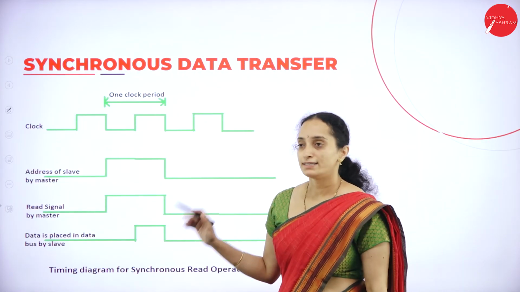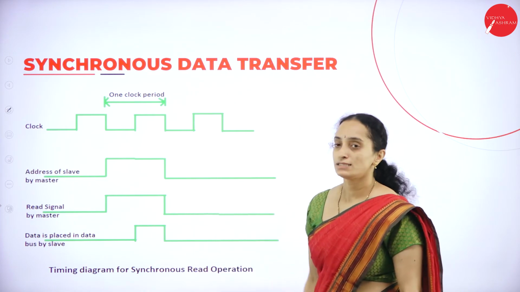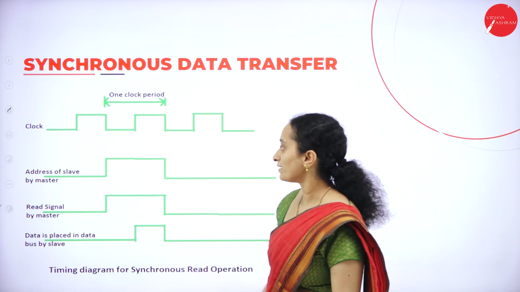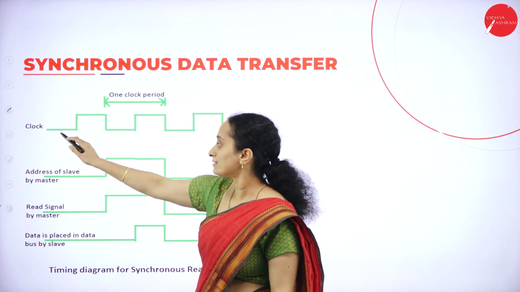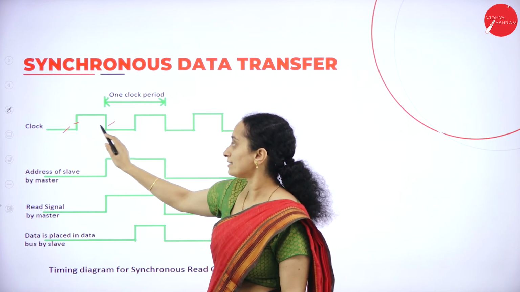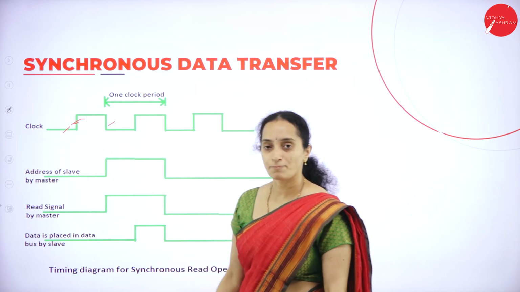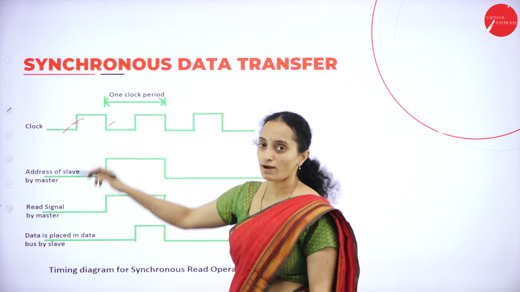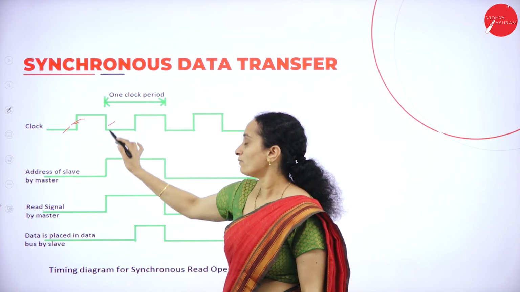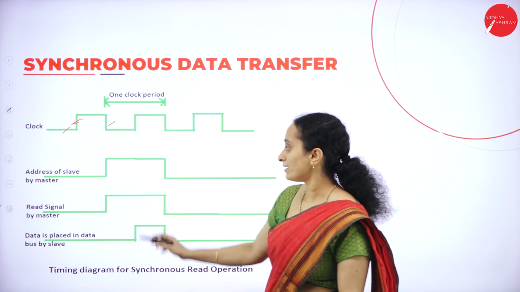Here we have the timing diagram of the synchronous data transfer. Here we have the clock. This is the negative edge. This is the negative edge. And this is the positive edge. 0 to 1 is the positive edge. 1 to 0 is the negative edge.